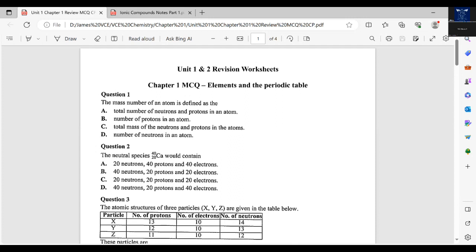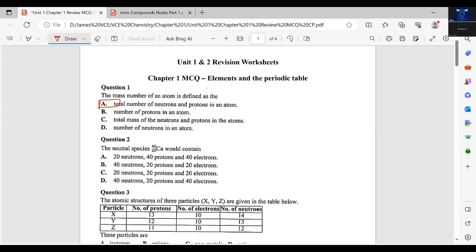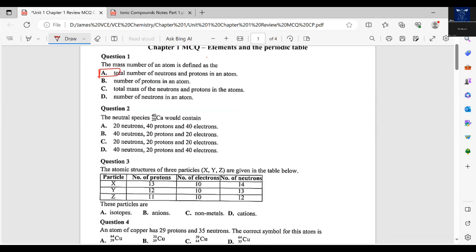Okay, so question one, mass number of an atom is defined as the total number of neutrons and protons. So it should be A. So answer is A. I'll just circle those answers here. And for question two, neutral species of Ca contain 20 neutrons, 20 protons, and 20 electrons. So it should be B, right?